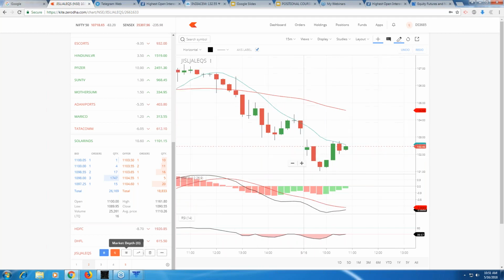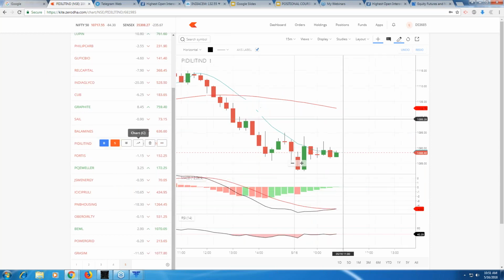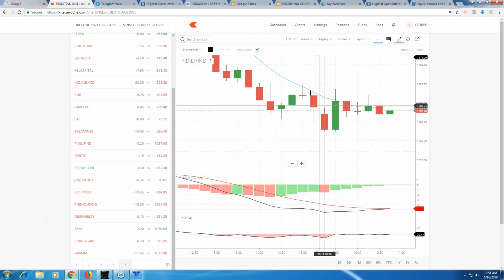Another place where I could see the buildup of a shorting opportunity was Pidilite. So Pidilite, this is 3 o'clock. You can see the open interest was increasing and the price was going down. It came down from 1092 to 1085, right? Yesterday only. Let's say we sold it at 1092 and we could have bought it back at 1088, and again we would have shorted it at about 3:20 or 3:25, and see here it opened massively gap down.